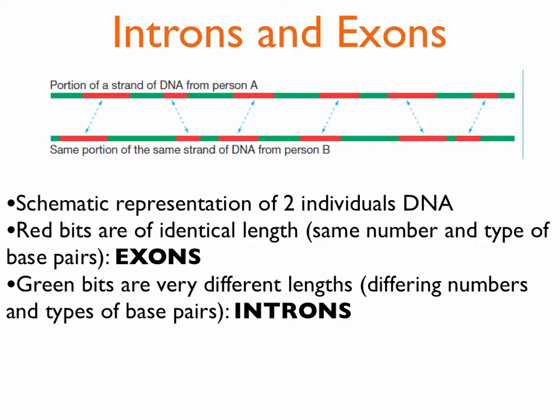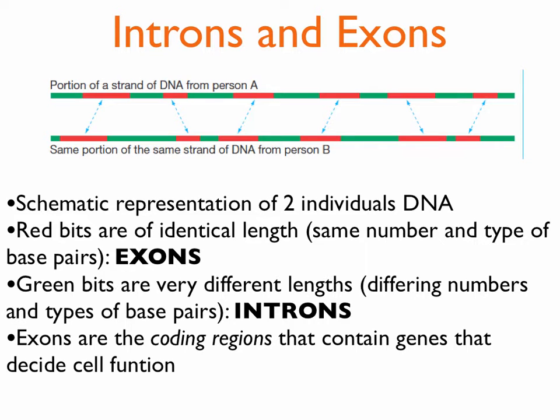If you take a look at the leftmost green strand on person A, you'll see that it's of a certain length, say about 1.5 centimeters in length. But the first green strand on person B is much smaller, only a few millimeters. These are examples of what we call introns. They are very different between individuals, and it's these areas that give people their individual DNA profile.